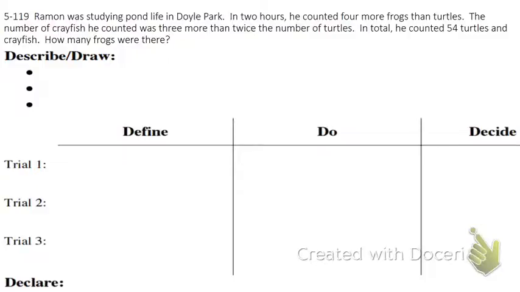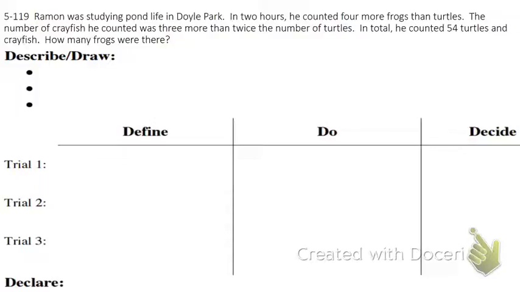In 2 hours, he counted 4 more frogs and turtles. The number of crayfish he counted was 3 more than twice the number of turtles. In total, he counted 54 turtles and crayfish. How many frogs were there?